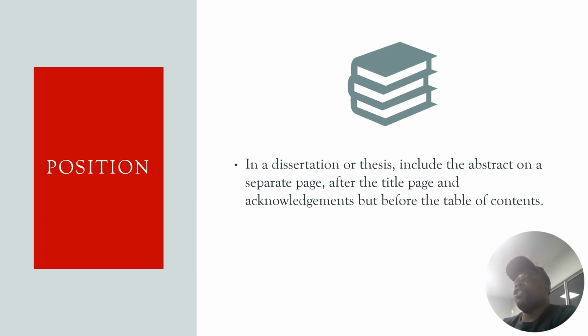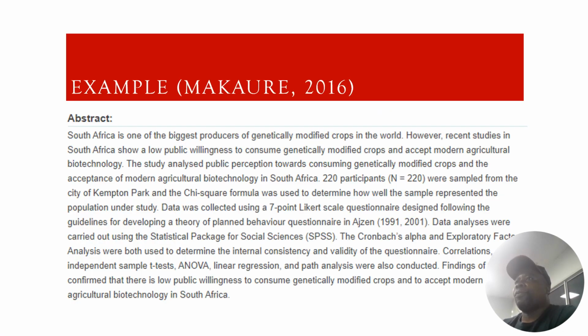Now you see the position of an abstract. After the title page, you write your acknowledgement. Then after the acknowledgement, you put your abstract. So if you were to number the pages, we expect to see your abstract on page number 3 from the title page, assuming that you've included the acknowledgement page.